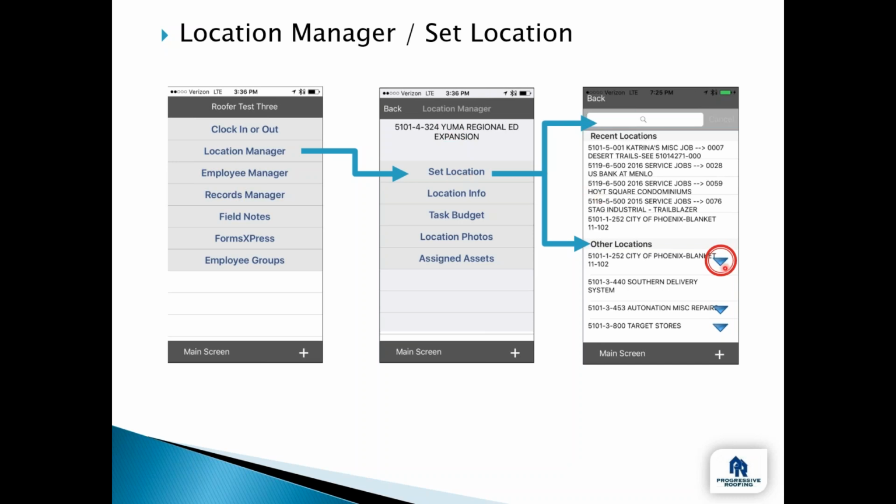Now the blue down arrow means that this is a main job or a parent job, and it has extras underneath it. So if you're looking for an extra under a main job, all you do is tap the blue arrow, and another window will pop up and display all the extras that have been dispatched to your device.